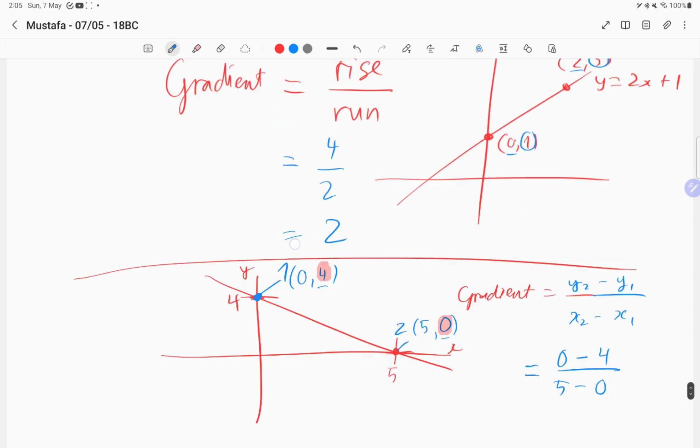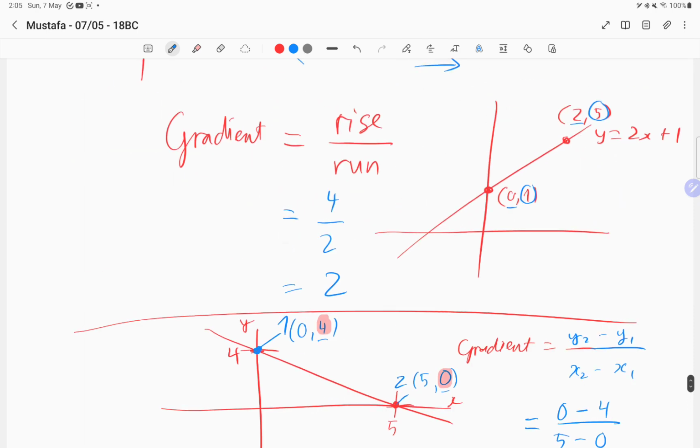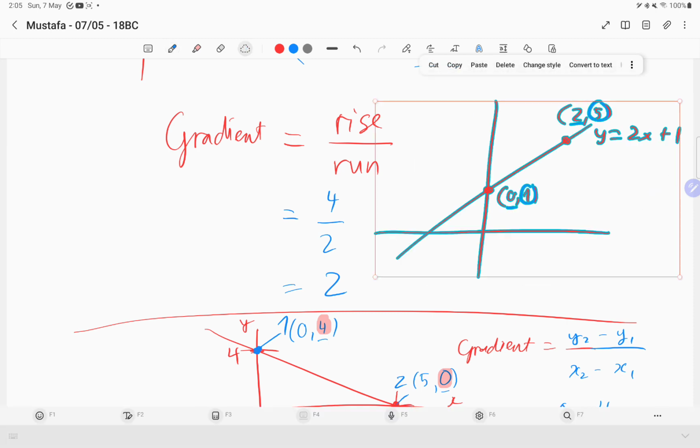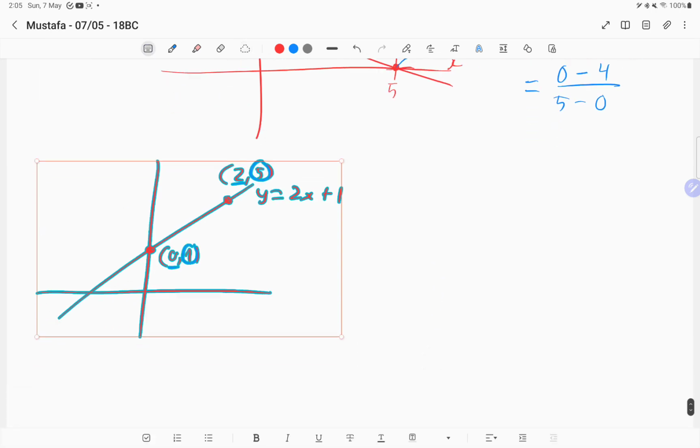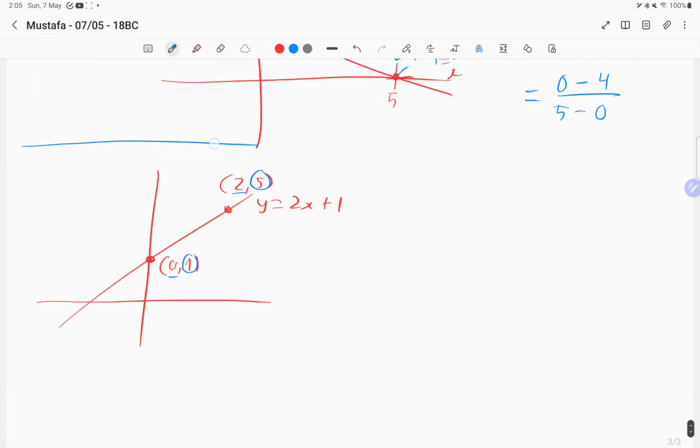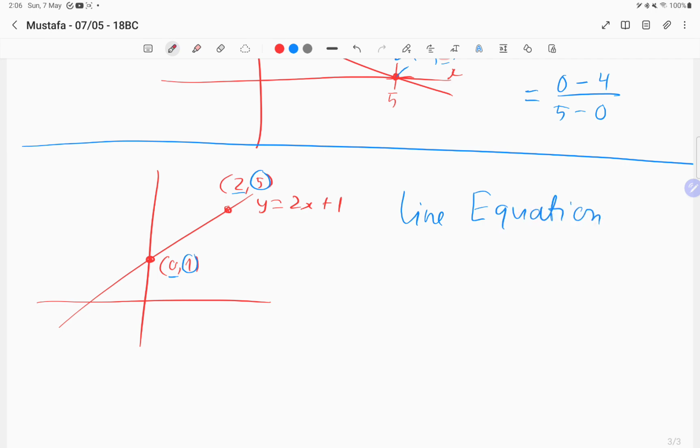So let's go back to this one here. And I'm going to introduce you to the line equation. Every line can be written in this form. And that form is y is equal to... This is the generic line equation.